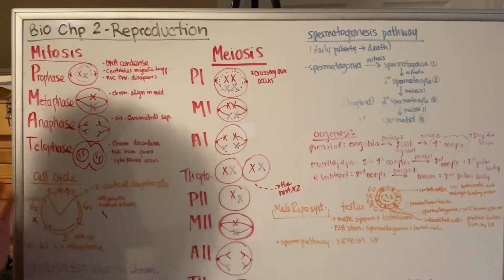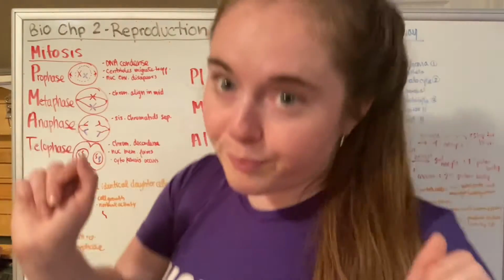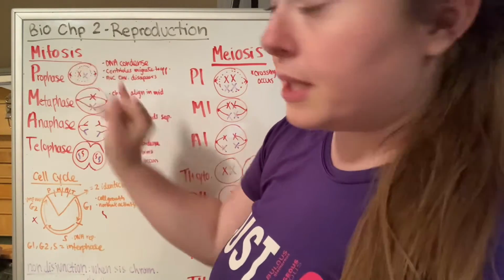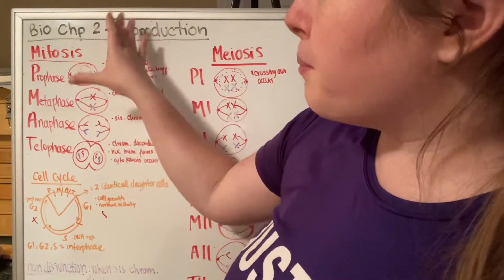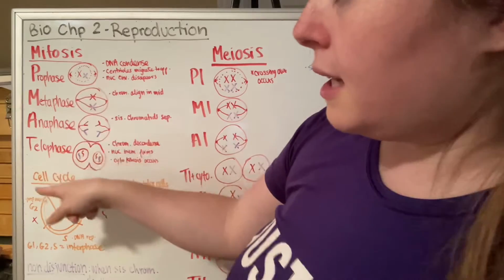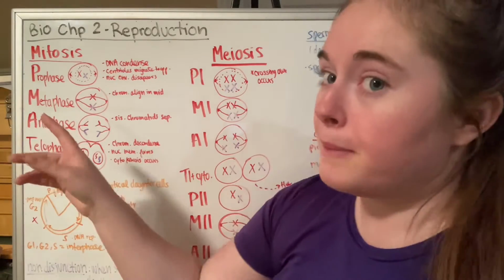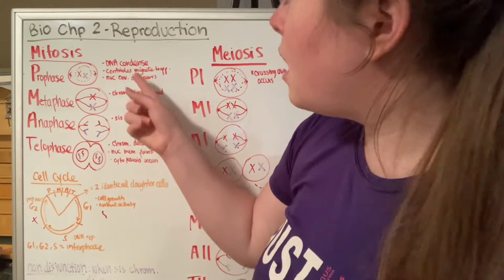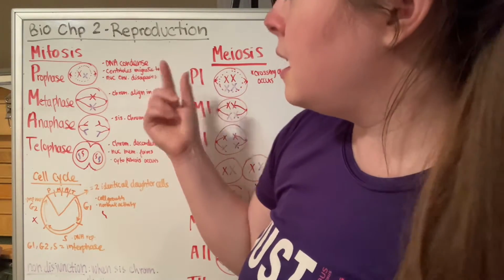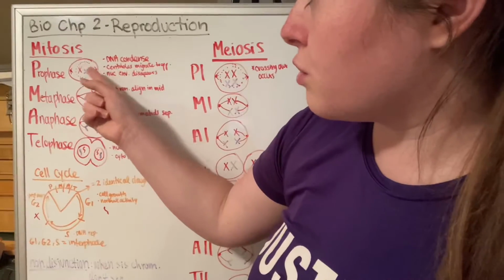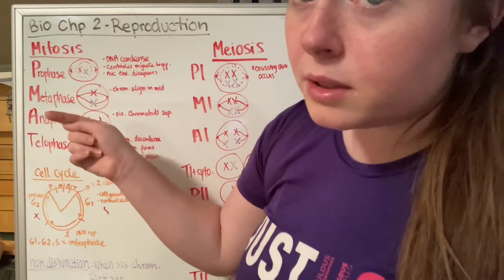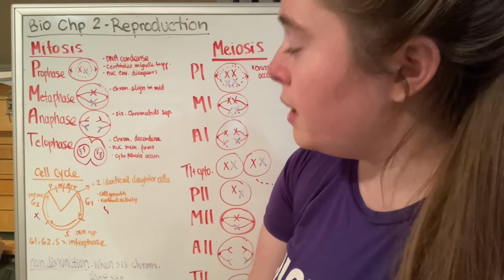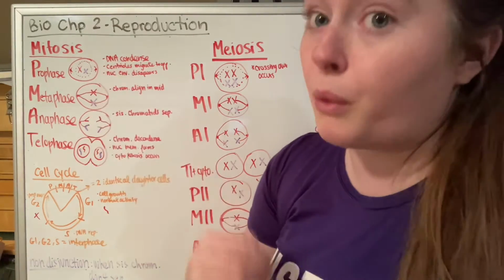So what that means is, we start with mitosis. You have prophase. PMAT is a short way to remember it, but it starts with prophase. In prophase, I'm hoping you can see the drawings, the DNA condenses, the centrioles migrate to opposite poles, the nuclear envelope disappears as well, and the spindle fibers begin to form.